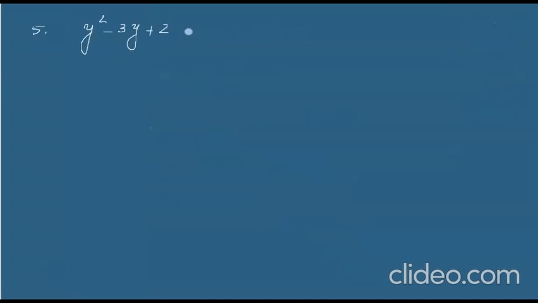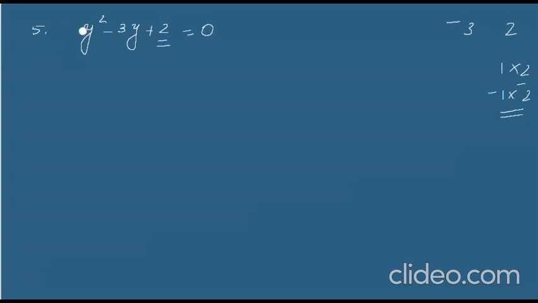Y square minus 3y plus 2 is equal to 0. Here, if you multiply, you should get positive 2, and if you add, you should get negative 3. Again, the only factorized form is 1 into 2, but remember, since it is negative, negative 1 into negative 2 is also possible. Since this is positive, both the numbers should have the same sign. Either both of them should be positive or negative. So here, since it is negative, we should consider this set.